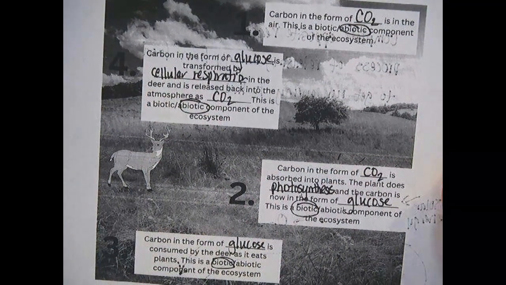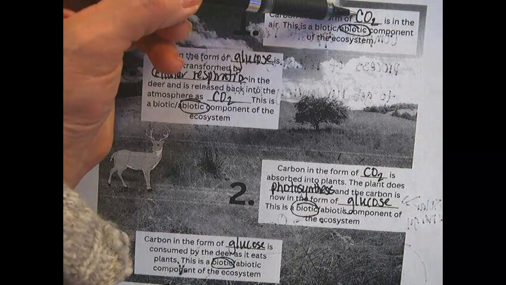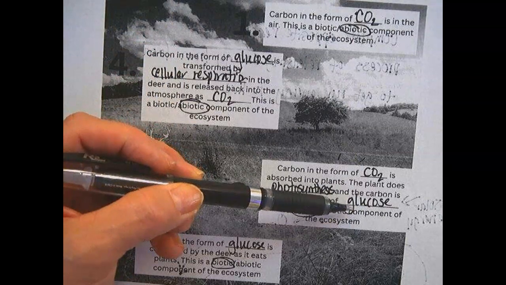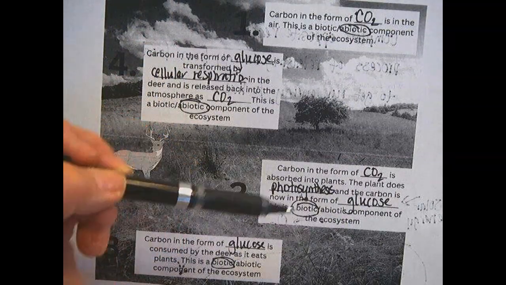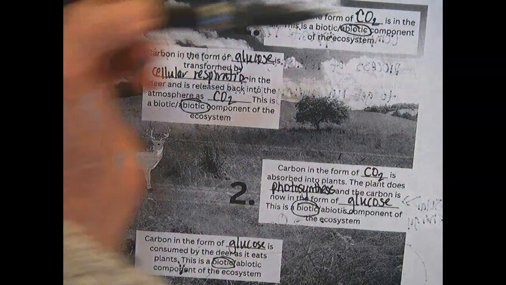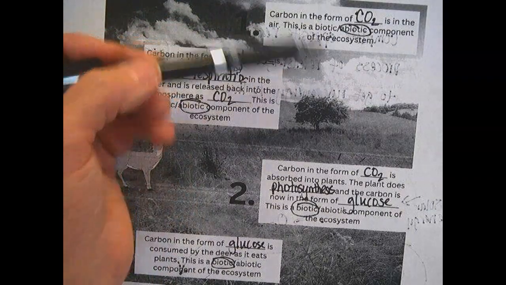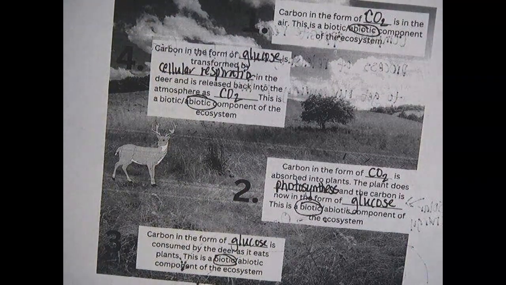So what you can see here is that we're constantly going from abiotic in the atmosphere, CO2, into a living thing, whether it be a plant or an animal, as glucose. As it goes through cellular respiration, we're releasing it back into the air. So it's this constant cycling of CO2 to glucose to CO2 to glucose. And that is a very simplified version of the carbon cycle.